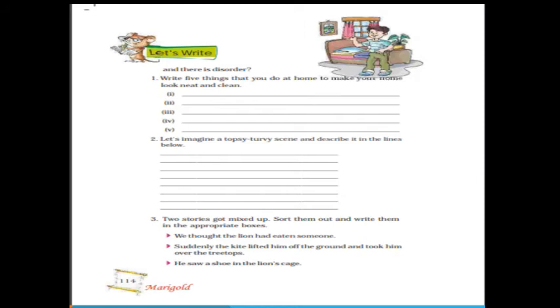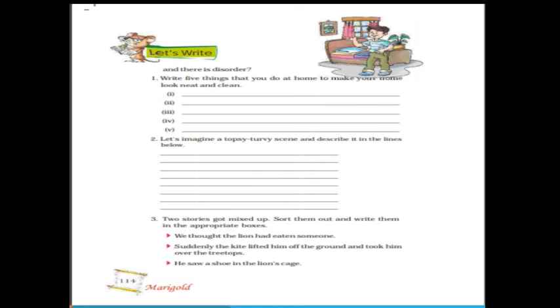Let's imagine a topsy-turvy scene and describe it in the lines below. You just have to imagine, like, suppose one day when I was studying late at night for my exam, I saw that books were flying in my room. An unusual thing, okay, some strange thing happens in your life. The lamp was singing a melodious song, and the light started blinking, and there was rain inside the house. And the table was running after the chair. Some unusual, funny thing you can imagine, and then you can write it down.